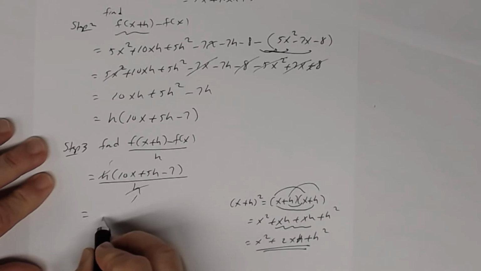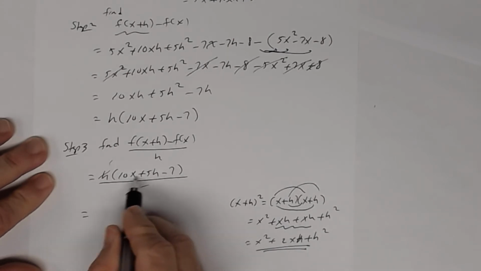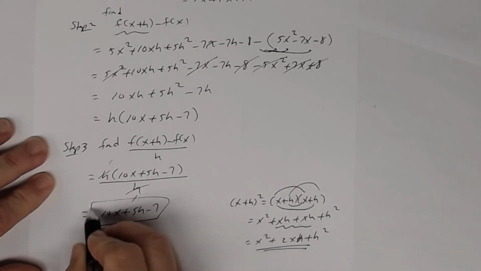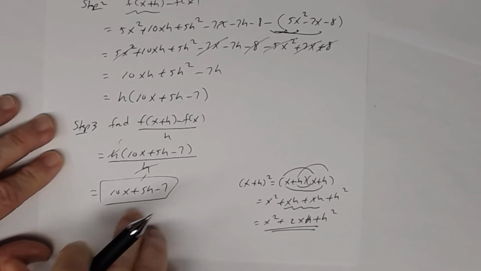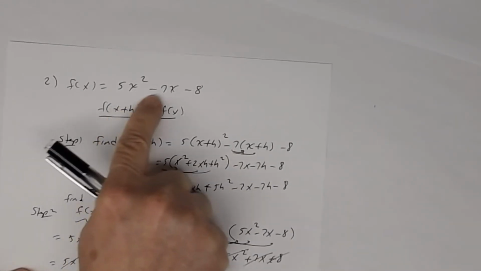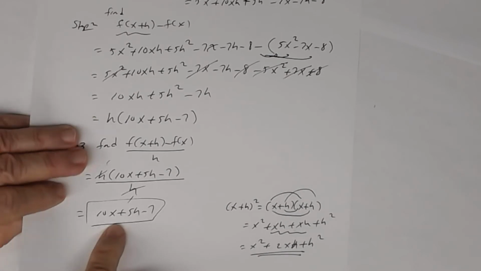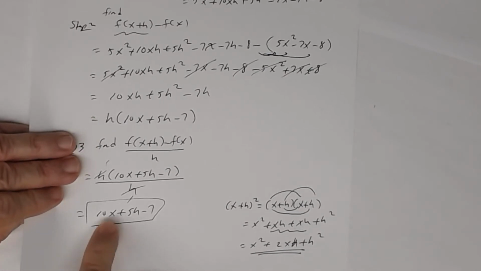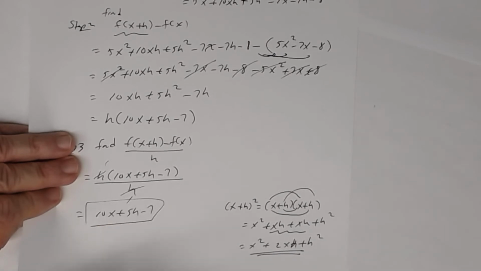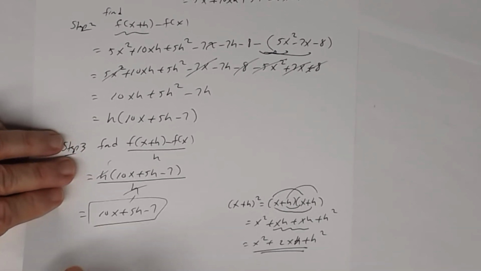And I get the answer to be this right here, 10x plus 5h minus 7. So there's the answer. So the difference quotient is this. All right. So the difference quotient for that function that we're looking at right here is this. This does mean something. When you take business calculus or regular calculus, you're going to see that this does make sense. This does mean something in that course. All right. So that is number 2.